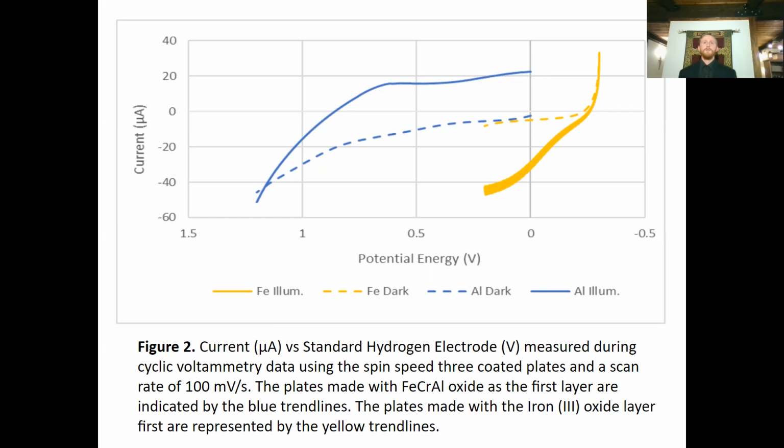The measured short circuit current values for the first layer iron oxide and the first layer iron chromium aluminum alloy plates were 24.2 microamps and 24.7 microamps respectively. The short circuit current is the current through a solar cell when the voltage across the cell is 0.